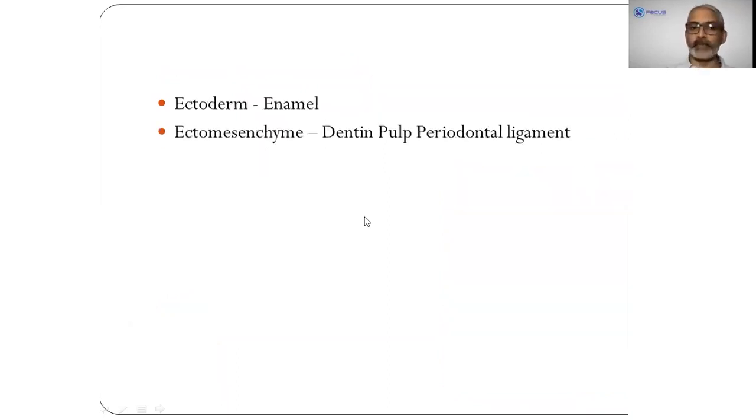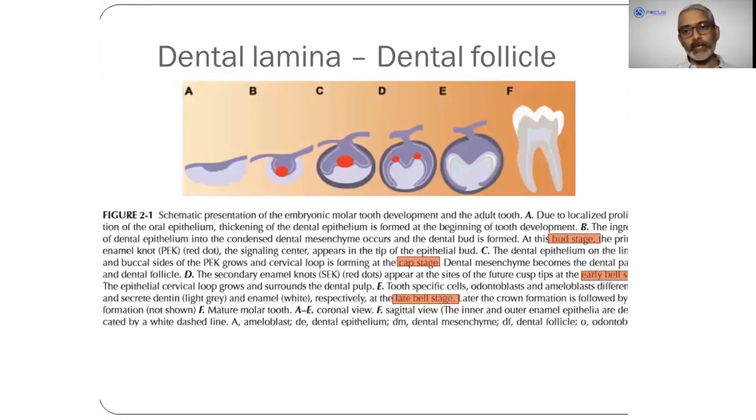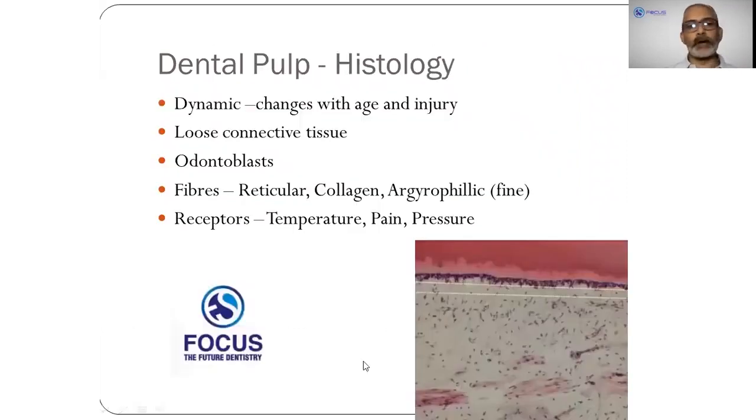And enamel is formed from the ectoderm, whereas dental pulp, periodontal ligament, and dentine, they form from the ectomesenchyme. Don't forget this. So during the formation of tooth, you have different stages, and these stages are the bud stage, the cap stage, the early bell stage, and the late bell stage. This particular formation will be elaborated more during your DADH classes and embryology classes. Don't worry about that.